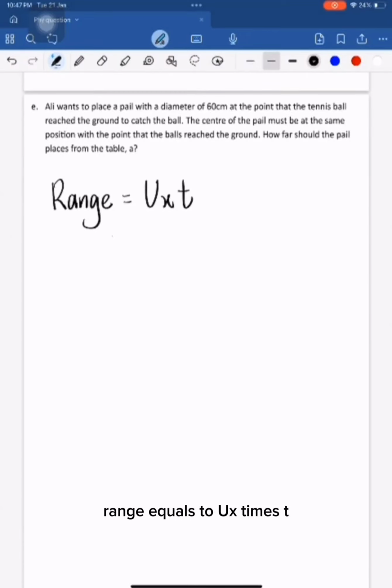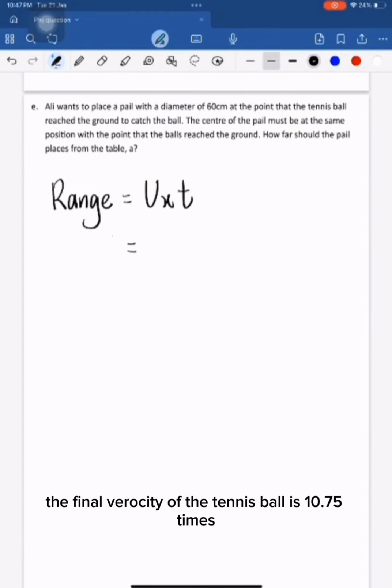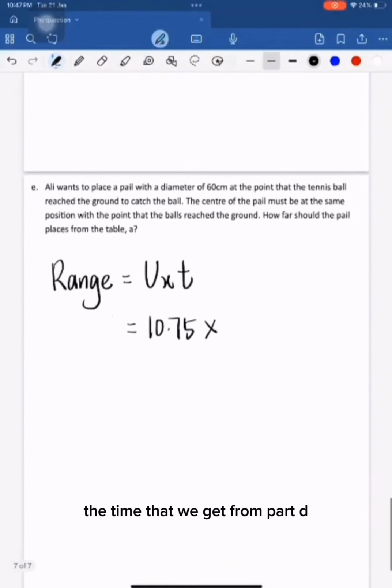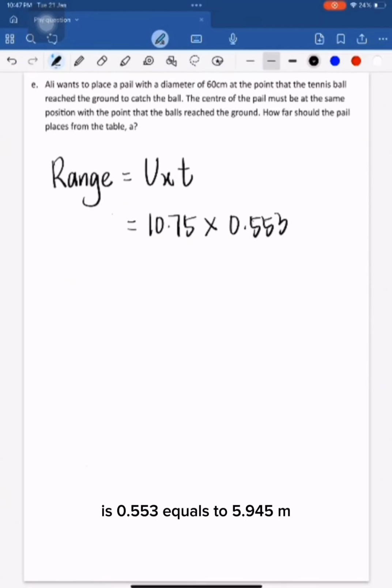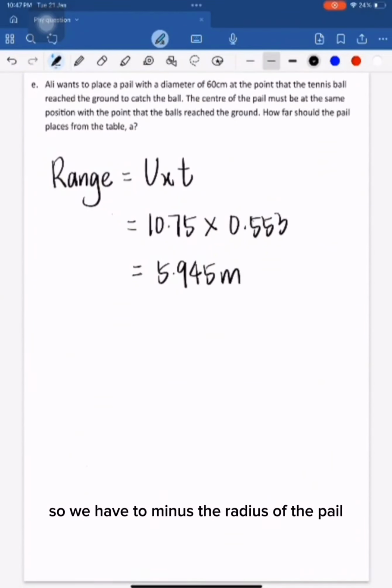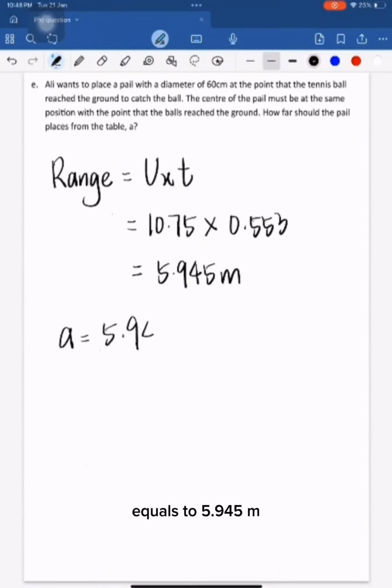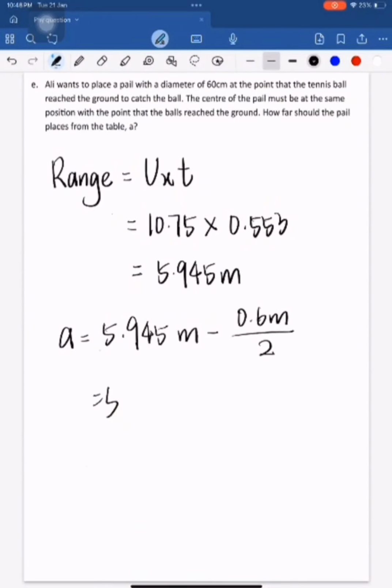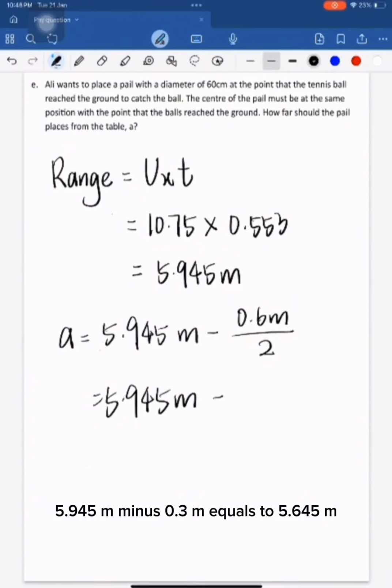Range equals Vx times t. The final velocity of the tennis ball is 10.75 times the time that we got from part D, 0.553, which equals 5.945 meters. 5.945 meters is the distance between the table and the center of the pail, so we have to minus the radius of the pail. 5.945 meters minus 0.3 meters equals 5.645 meters. Thank you, Shenqing.